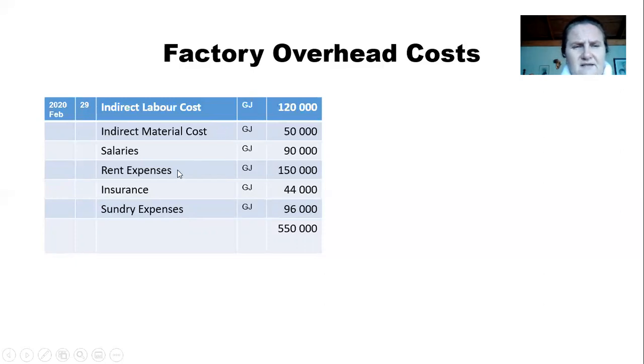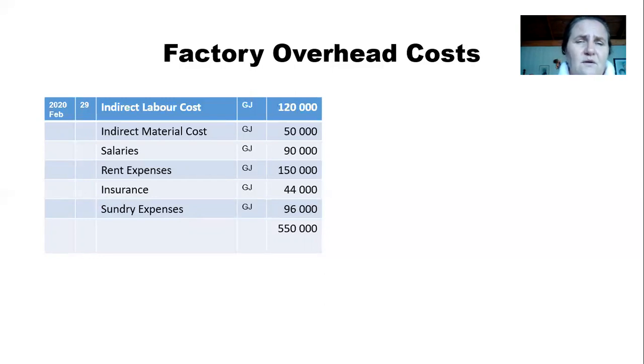Then my rent expense, insurance, etc. These are often quite complicated. For instance, they're done per square footage. So if the factory uses 80% of the property, then 80% is attributed to rent expense for factory overheads. The other 20% will be divided between the administration and your sales and distribution costs. Insurance, same thing. Depreciation, same thing.